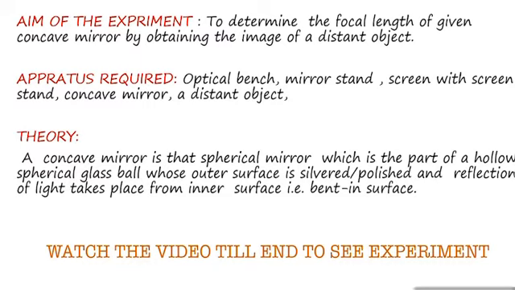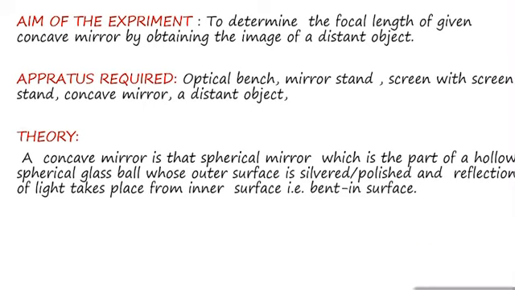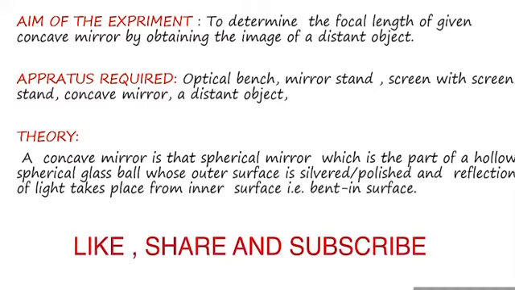Theory is very important here. In theory we write the terms related to the spherical mirror. A concave mirror is a spherical mirror which is part of a hollow spherical glass ball, whose outer surface is silvered and the reflection of light takes place from the inner surface, or we can say that it is a bent in surface.